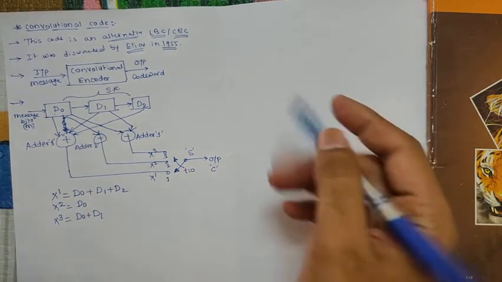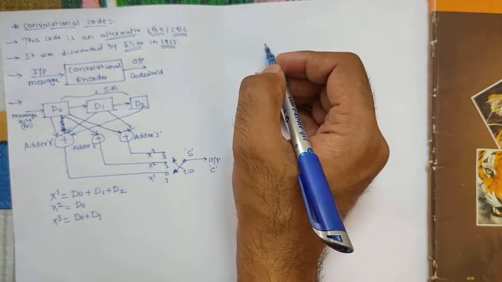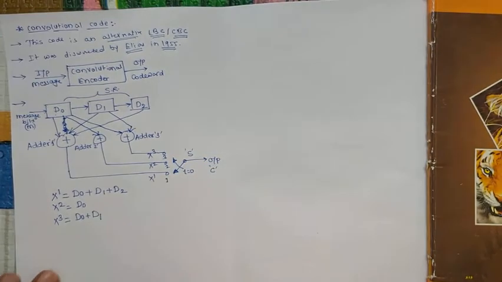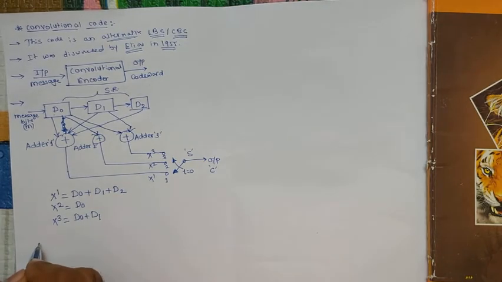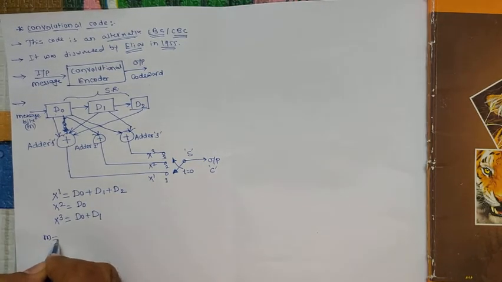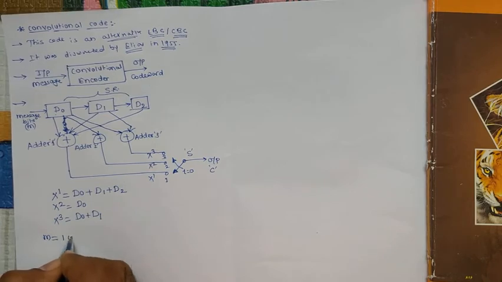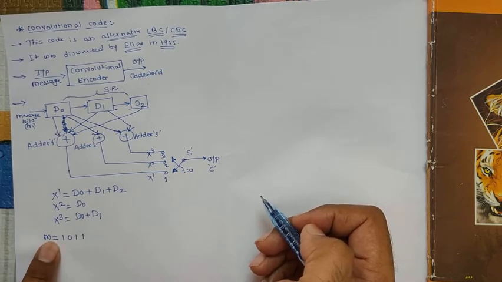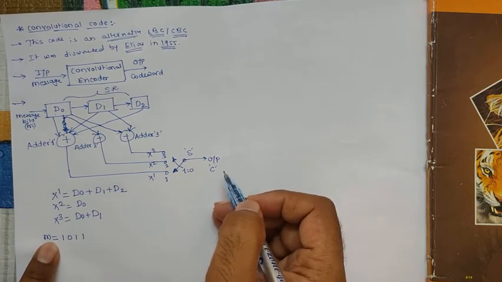Let me take an example here. Suppose we have the message sequence m equal to 1 0 1 1. For this message sequence, let us look at what output we will get.